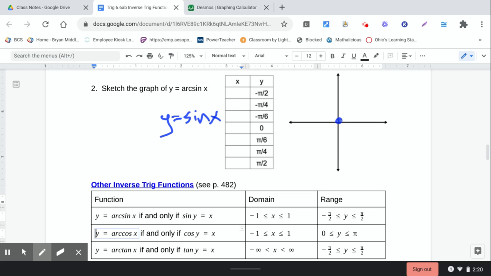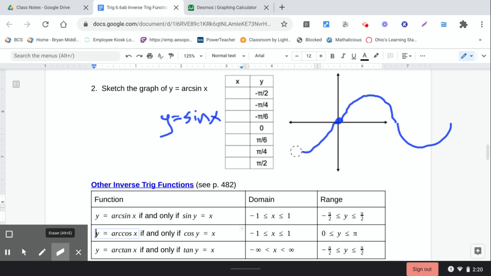We know that sine goes through the origin, up, and then of course it keeps going, and then it's going to go down, and it keeps going. You get the idea. Now we have to restrict it in order to have an inverse. It's got to look something like that. And then to get an inverse function, we have to reflect it across the line y equals x.